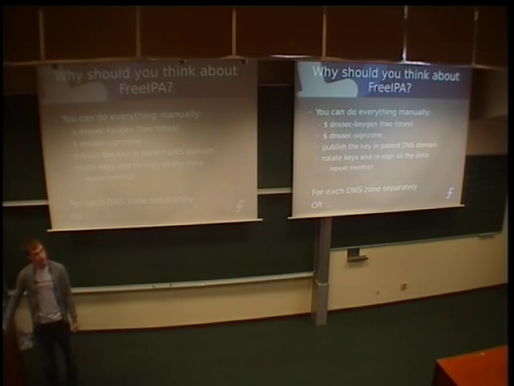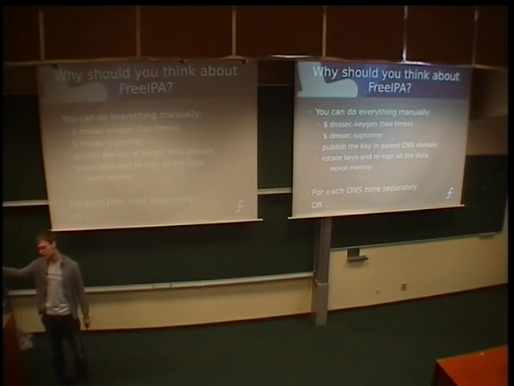I have shown you the basic stuff in DNSSEC. The question is why you need FreeIPA, right? If you want, you can do everything manually, but if you try that, you will find out that you have to generate keys, at least two keys for each DNS zone, then sign the data in the DNS zone, then publish the hash of the key in the parent zone. So if you are signing example.com, you have to publish the signature in the .com domain. So it creates a chain of trust, as Tomas was talking about. And then you have to rotate keys. The recommendation is to rotate keys every month. And of course, if you change something in a zone, you have to regenerate signatures and so on.